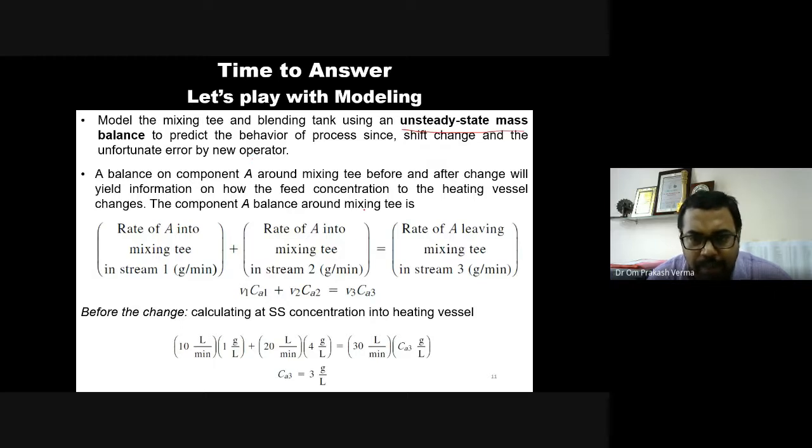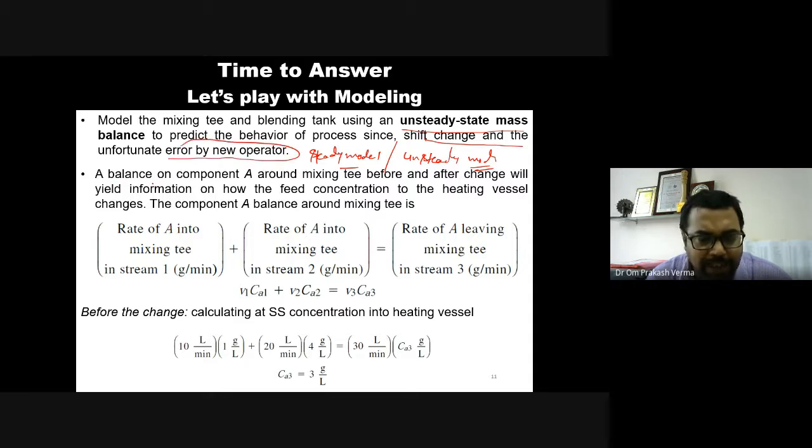I have told you already. There are generally two types of models in the process industries. First is the steady state model, and the second one is the unsteady state model. What is the difference between them? I will differentiate these two models later on. So first, in the shift change, unfortunately an error was made by the new operator.